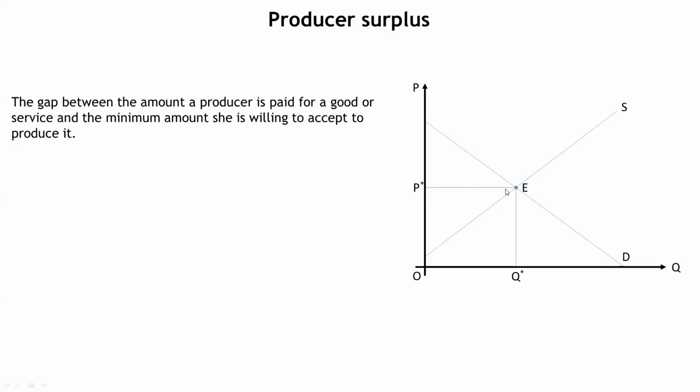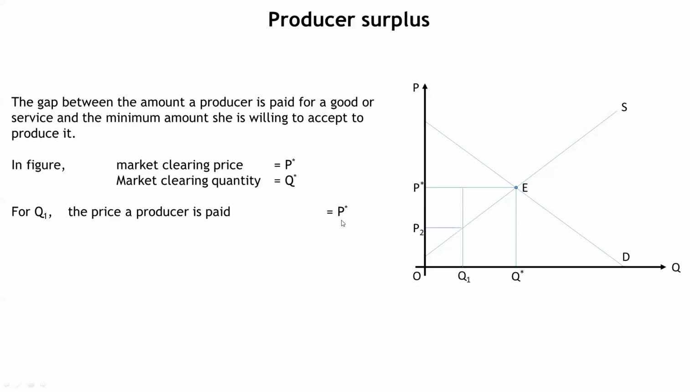Let us turn to the figure. In the figure, equilibrium price, that is the market clearing price, is P star and quantity is Q star. Now, the price a producer is willing to accept is shown by the supply curve. For example, for Q1 amount of a product to be sold, the producer is willing to accept the price P2, but he is actually paid the market clearing price P star. Hence, the gap between the market clearing price P star and the price the producer is willing to accept P2 is the producer surplus, which is equivalent to CB. Hence, producer surplus is CB or BC.